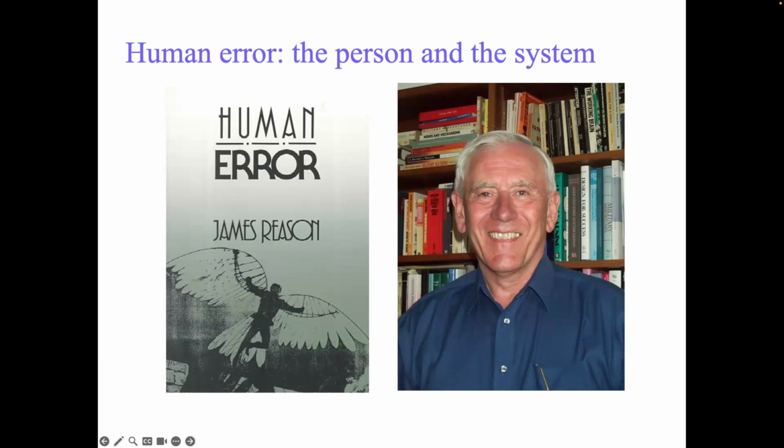So this is James Reason, who many of you will know of. This is his 1990 book, Human Error, which is very famous in many, as I say, in many industries.